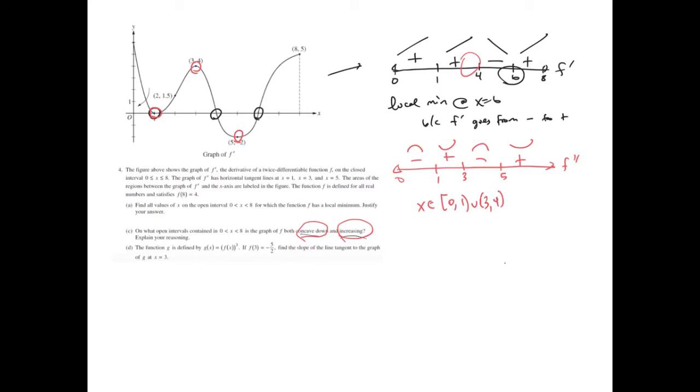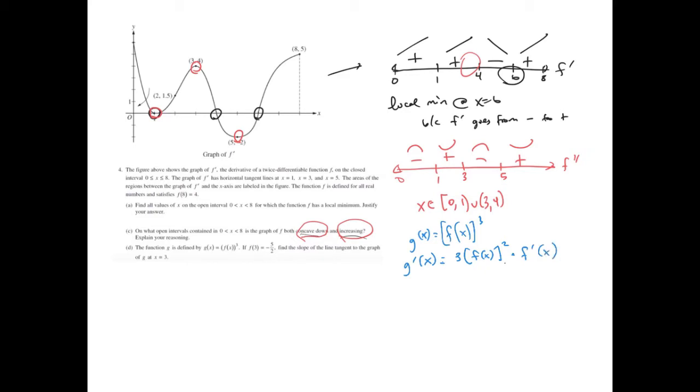So part D, you're given this third function, g of x, second function, I guess. And you're told that it's f of x cubed. You're told f of 3 is negative 5/2, and to find the slope of the line tangent to the graph of g. So if you want the slope tangent to g, you want to find g prime, which would require the chain rule. And when you do the chain rule, you could write it all out if you'd like, but it would look like that.